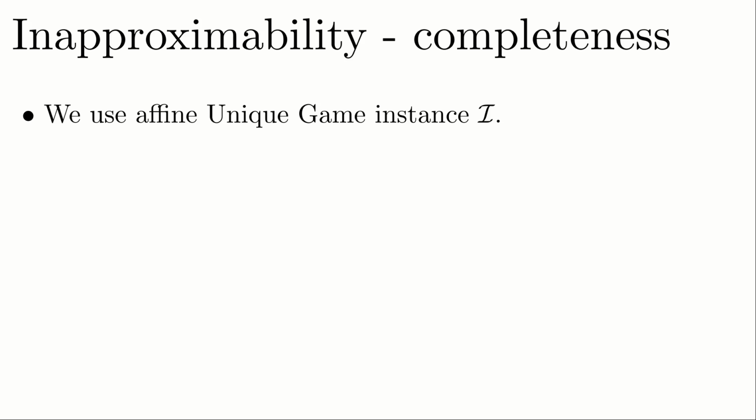Now let me briefly discuss the completeness case. In this case, we are actually required to use an affine unique games instance, which is an interesting property of our reduction, since I really haven't seen many papers that need this structure of affine unique games in the completeness case, or in general at all. Luckily, affine unique games are equivalent to unique games, so we don't really need to use any stronger conjectures.